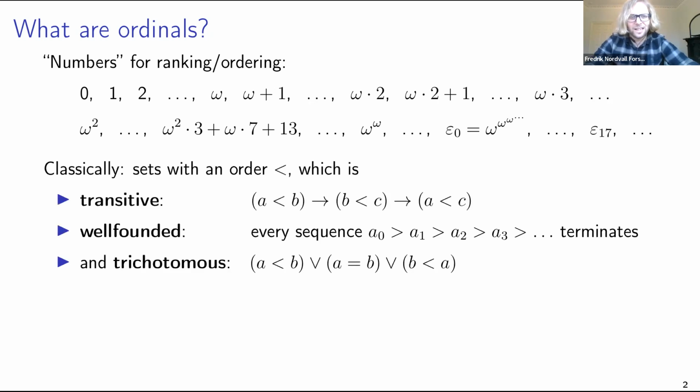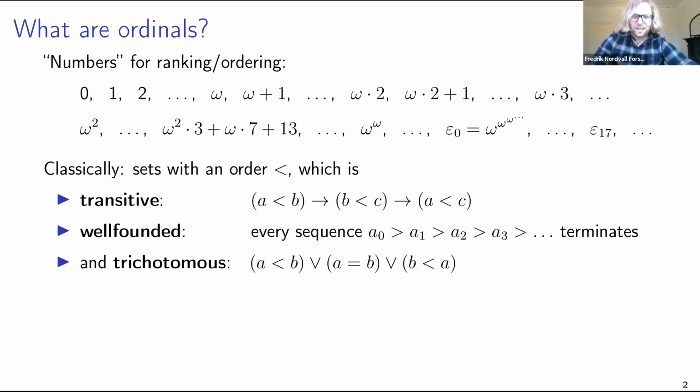And of course, classically, the answer is something like this, that an ordinal is a set with an order. So that's important for the ranking. And this order needs to satisfy certain axioms. So there's many ways to do this classically. Here's one way. You could ask for it to be transitive and well-founded, meaning that you can't have an infinitely descending sequence. And you could ask for trichotomy, that is, you can decide if A is smaller than B, or A is equal to B, or A is greater than B.